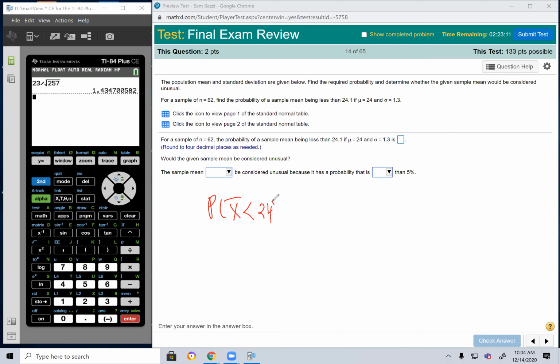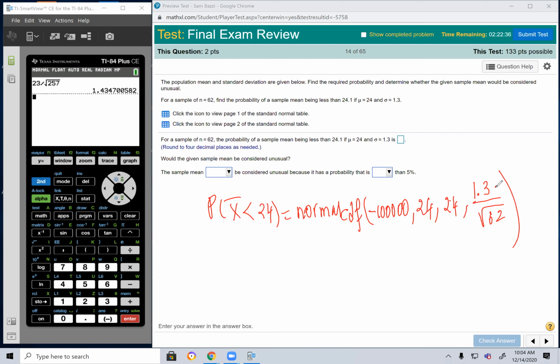Let me show you how you do it. Same thing as we did previously. So we just use normal CDF. Lower bound, it is less, -1 million. Upper bound is 24. Mean is given to be 24. But just be careful here. The standard deviation is not 1.3. When you work with the sample means, the standard deviation should be 1.3 divided by the square root of the sample size. And the sample size here is 62. So that's the difference. The difference is right here.